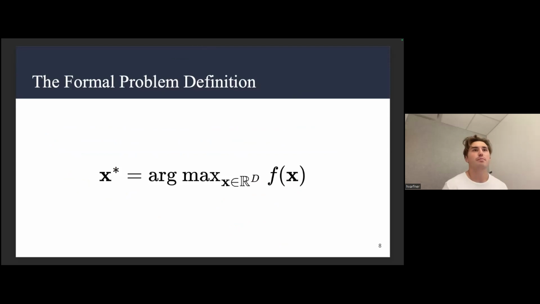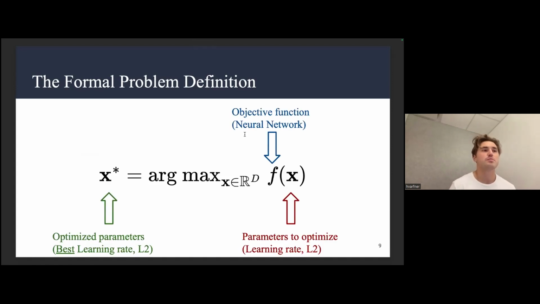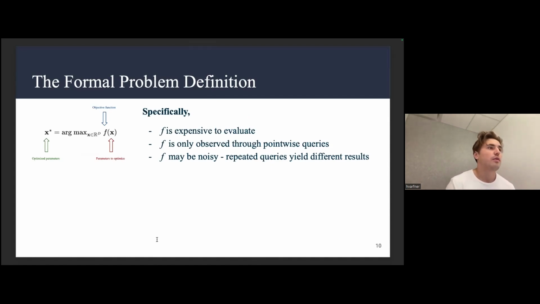Right. So the formal problem definition of this HPO problem, if you will, is to find some optimal x star over a search space, typically R^d, of a function f(x), where the objective function here is indeed the neural network f. x is our parameters to optimize, the learning rate, the L2 norm, what have you. And after having observed a bunch of queries, we have some hopefully almost optimal set of parameters, the best learning rate, the best L2 norm. So it is expensive to evaluate, only observed through pointwise queries, and it may be noisy.